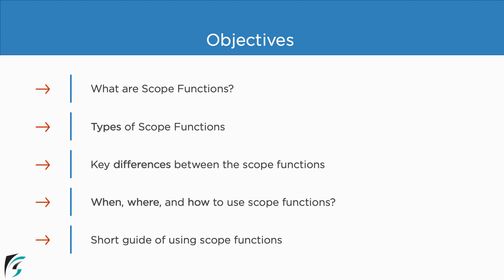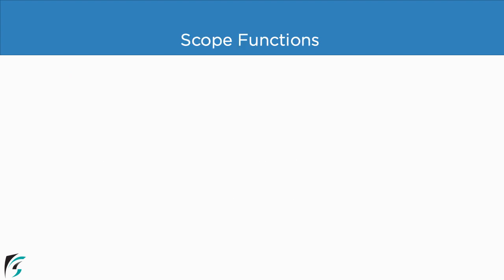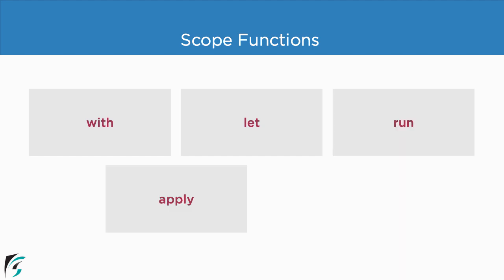Let's get started. Well, there are basically 5 types of scope functions. They are with, let, run, apply, and also. So before we explore them, let me show you a gist of how these functions add value to our programs.